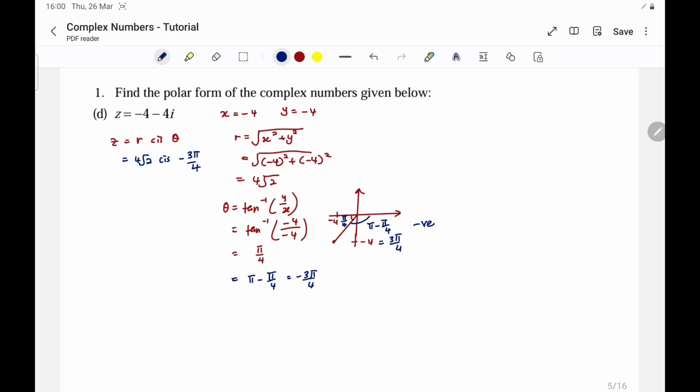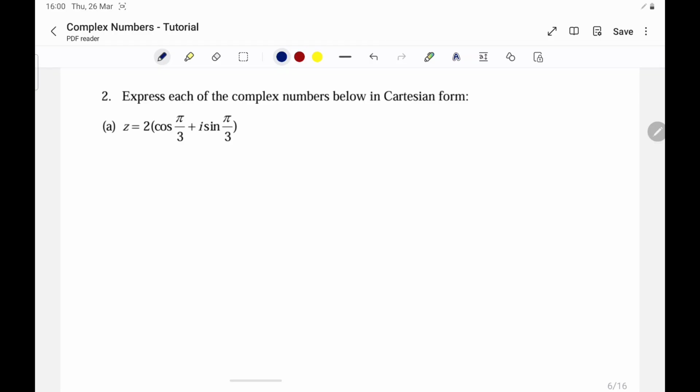Okay, that's it for question 1. So now we proceed to question 2. For question 2, they ask us to express each of the complex numbers below in Cartesian form. If you see here, it is actually in polar form. It is a complex number, but in polar form.